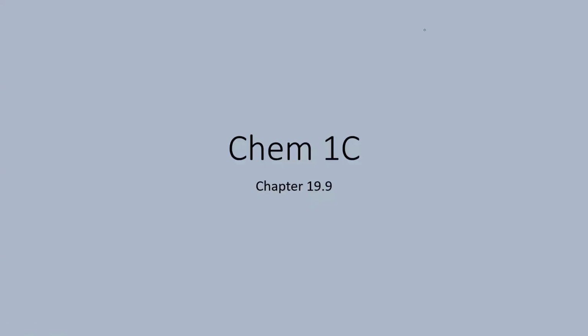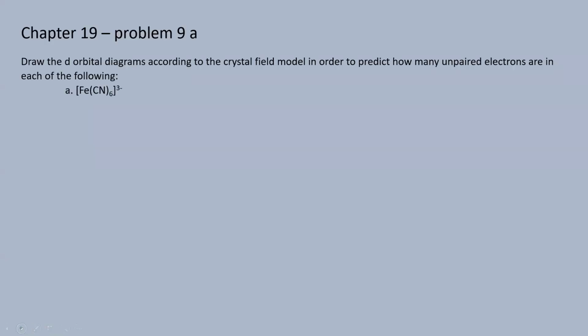Chapter 19, Problem 9. Draw the d orbital diagrams according to the crystal field model in order to predict how many unpaired electrons are in each of the following.